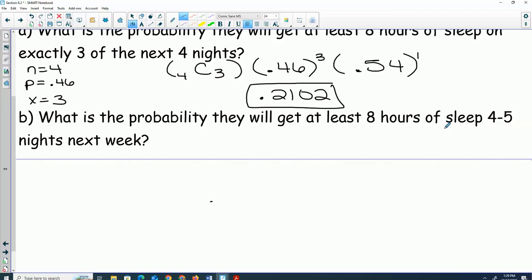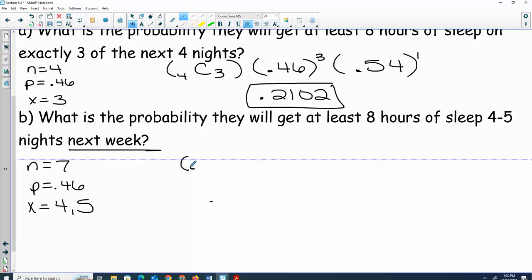What is the probability they will get at least 8 hours of sleep 4 to 5 nights next week? What would my N be? 7. So I went next week, so I'm talking about the next 7 days. My P is still 0.46. What can my X be this time? 4, 5. So I have to do both.